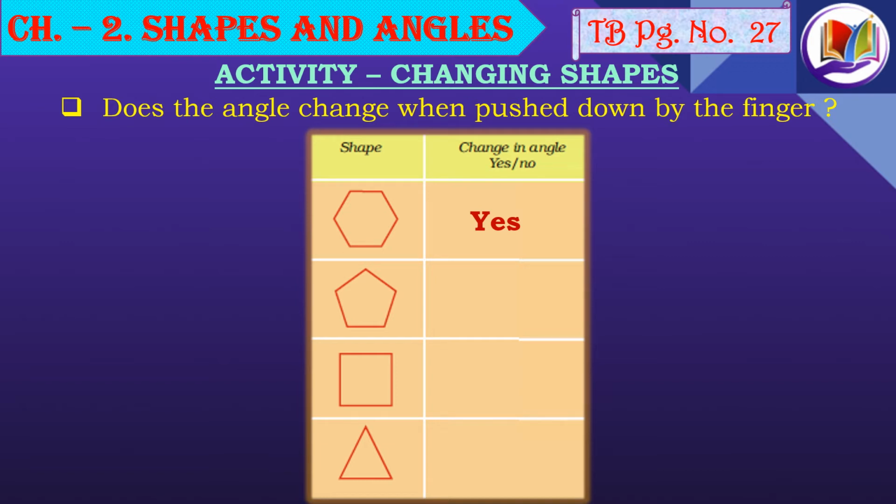Similarly, you can try out for pentagon and square, and you'll find that the angle changes when we push it down from any of the ends. But in the triangle, it doesn't change. So triangle is supposed to be one of the steadier shapes compared to the others here.